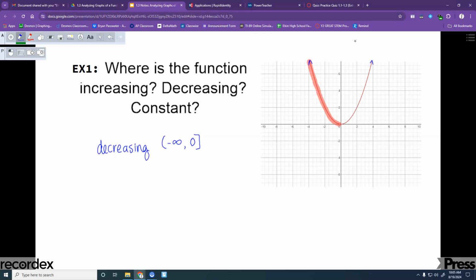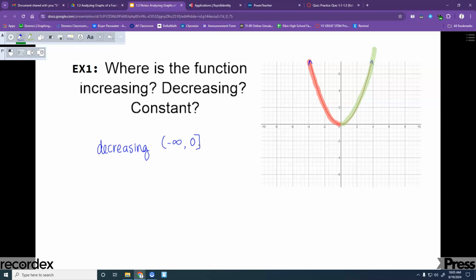I'm going to do the same. If you accidentally use a parentheses where it should be a bracket for the increasing, decreasing, I'm not going to count off for that because there's some debate on it. So we're going to use the bracket. So then at that point we're going to switch to increasing, and it will increase for the rest of the time.